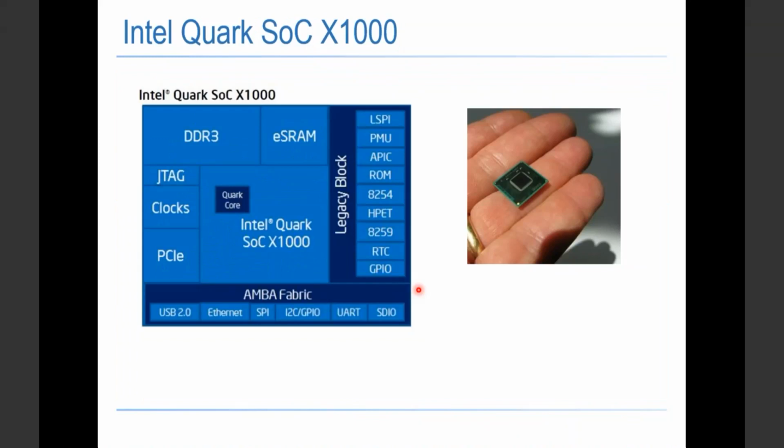Then this is the Intel Quark SoC X1000. This is a small chip here. Inside this chip, you can see it has these processors, PCIe, DDR3 RAM, and then you have the legacy blocks here, and these communication protocols here. So that is what we call a system on chip. Any questions up until here?